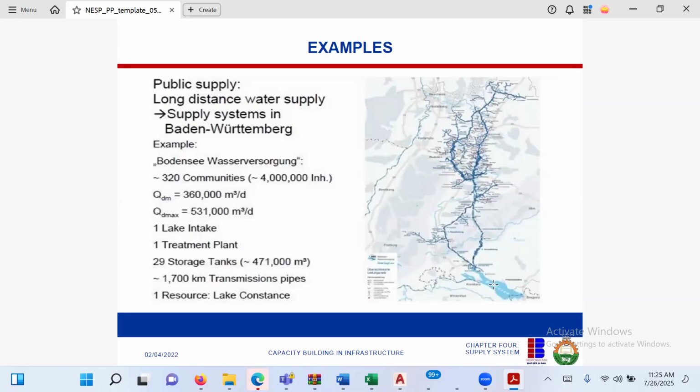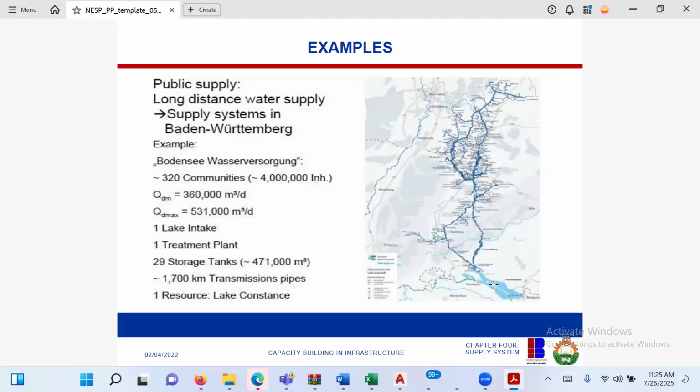The daily peak flow of water is 360 liters per day. And at peak period, it's about 531. If we divide 531 by 360, it will give you the safety factor they used. They have about 39 storage tanks distributed all around the communities. If you look at it again, you'll find out that it's almost 1 storage tank for about 10 communities.